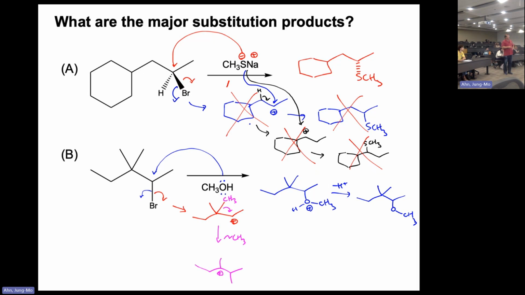I know there's a hydrogen here. If this hydrogen moves out, it makes a primary carbocation. That's bad, so that's not going to happen. But this carbon has a methyl group, and no hydrogen. If it had a hydrogen, it would move out and make a tertiary carbocation, but it doesn't.